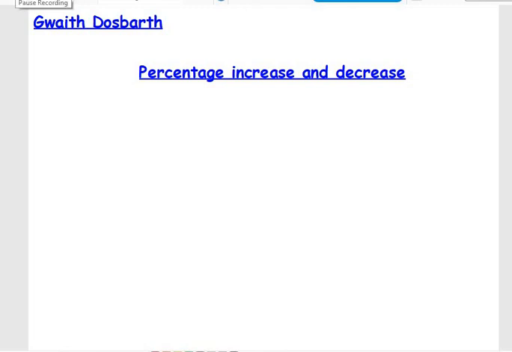We continue the topic of percentages, but we're going to look more specifically at percentage increase and decrease. In your big books, write the heading gwaith dosbarth, percentage increase and decrease, and today's date. If you need to pause the video to do that, you can do so as often as you need.